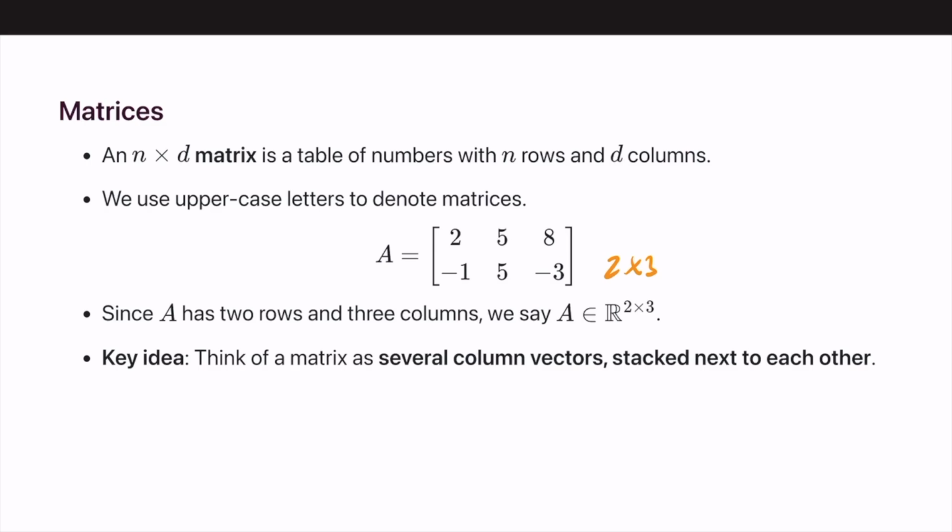But the intuitive way to think about it is that a matrix is just a stack of column vectors that have been concatenated together. So matrix A is really just three column vectors, which are 2 and -1 and 5, and 5 and 8 and -3. So that's the main way to think about matrices.